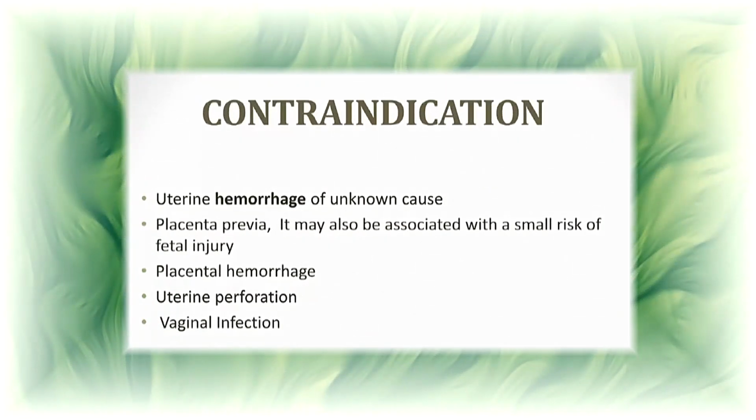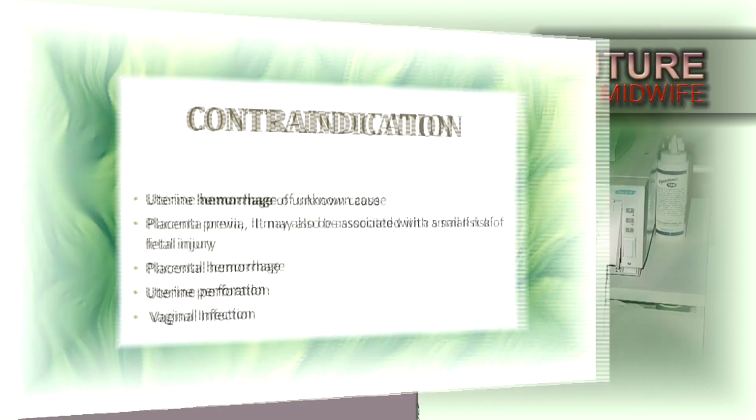Next, we'll see the contraindications of CTG. These are uterine hemorrhage of unknown cause and placenta previa. It may also be associated with a small risk of fetal injury, placental hemorrhage, uterine perforation, and vaginal infection.